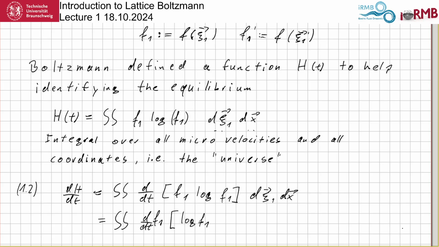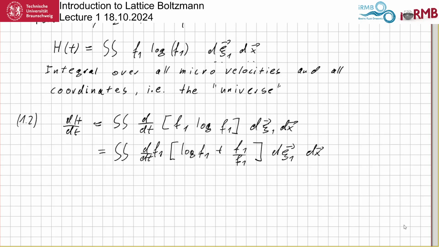This gives us the collision operator, and if we take the time derivative of the logarithm of f, with the chain rule we get df divided by f, which is 1, times df1 by dt. So this thing here in front is the collision operator, because it's the time derivative of f.